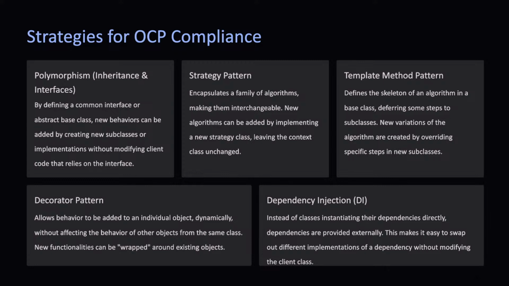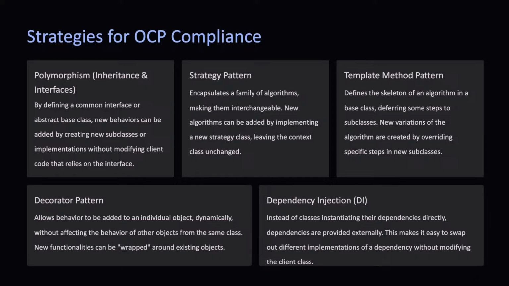Okay, so here we have the strategies for OCP compliance, like what are the methods and how can we comply with the OCP. For the first one, there is polymorphism. We will be defining an interface, a common interface or abstract class, and new behaviors can be added by creating a new class without modifying the existing code and existing classes. So polymorphism is one of the best solutions for OCP compliance.